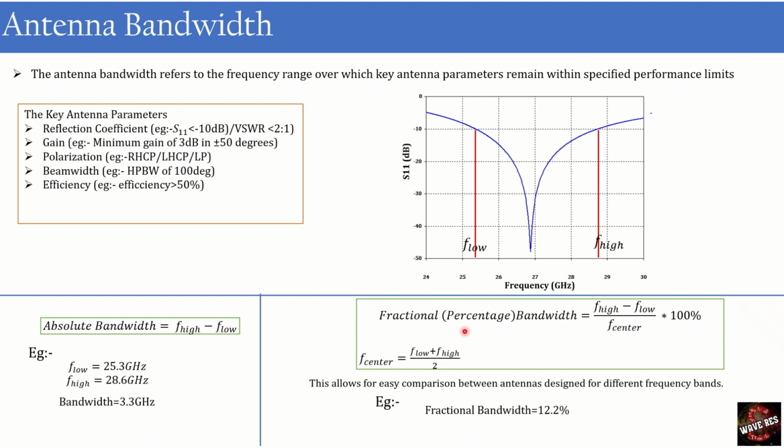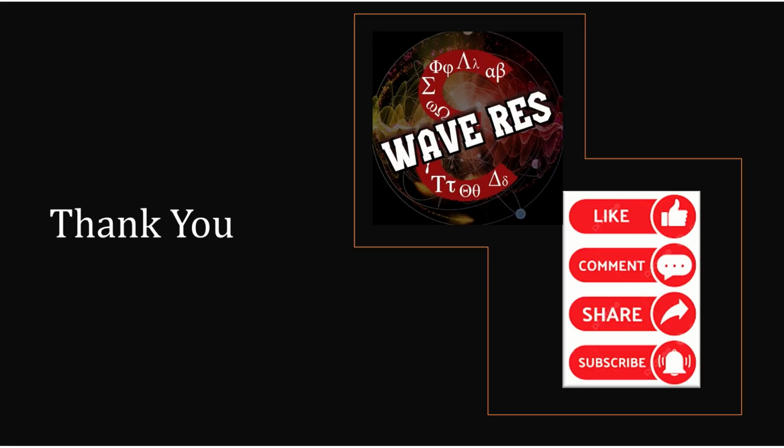The main importance of fractional bandwidth is that if you want to compare two antennas performing at two different frequency bands, then we can use the fractional bandwidth instead of absolute bandwidth. That is the main importance of fractional bandwidth. In this example, the fractional bandwidth can be calculated as 12.2%. So I hope you get some idea about what is meant by antenna bandwidth.